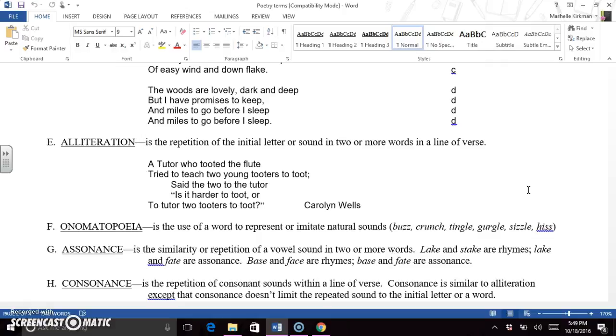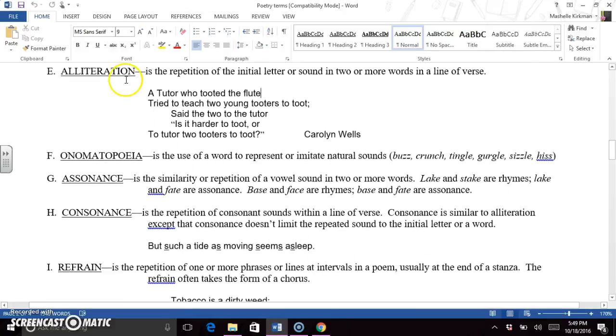Okay? Assonance and consonance are what fit with alliteration, and how they get figured out for the rhyming, or for the internal rhyming. Okay, so assonance is a similarity or repetition of a vowel sound in two or more words. This is not a vowel sound at the beginning, because remember, alliteration is the idea of the initial letter or sound, and usually it's a consonant in alliteration. But in assonance, we're looking for inside the words what vowel sound is the same. So here we go. Lake, stake, lake, fate, base, face, base, fate. So it's the A sound, or the A vowel, that are all very similar.